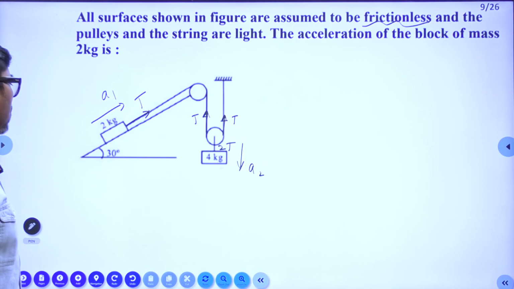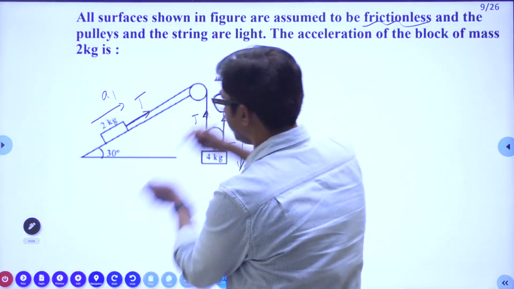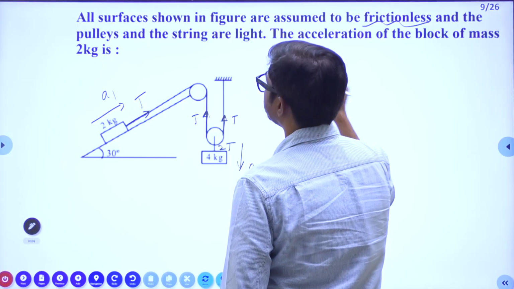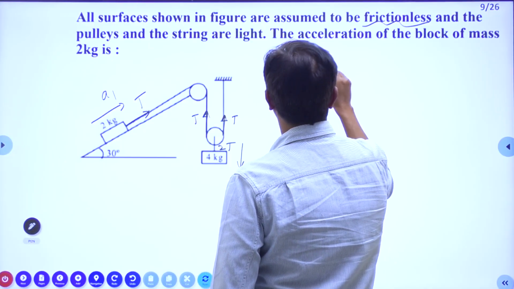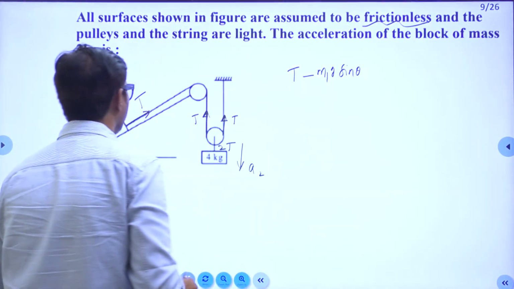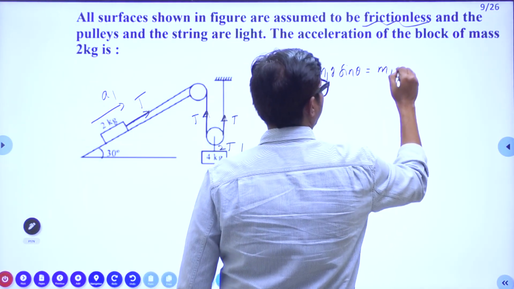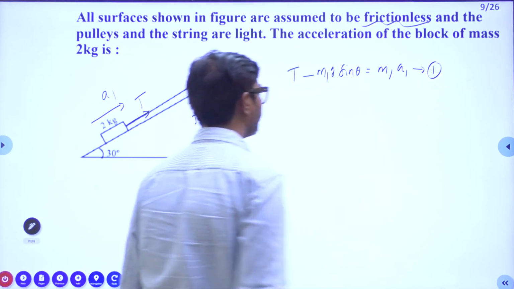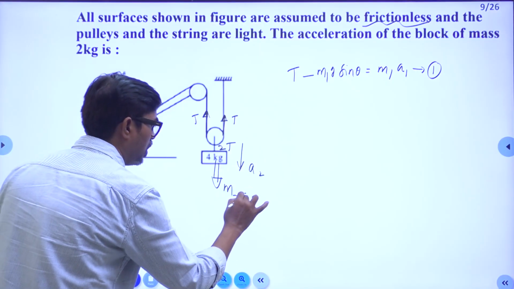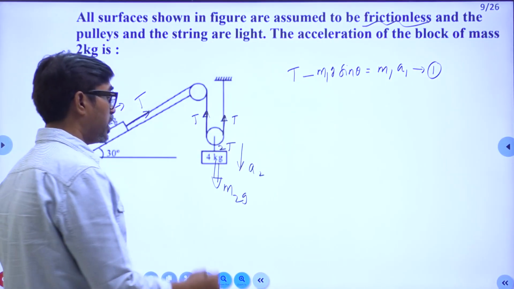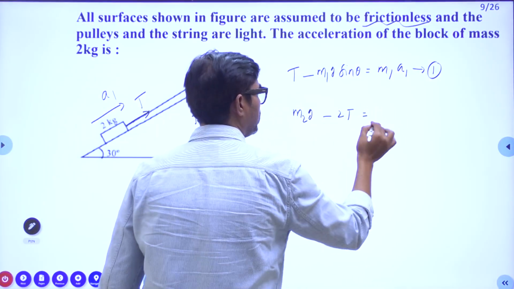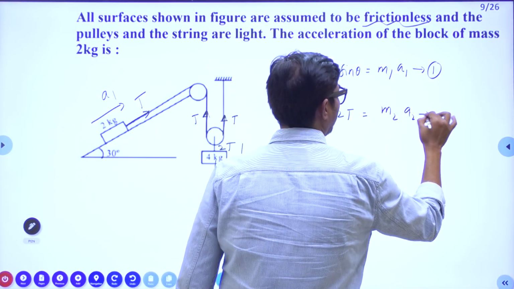So let's write Newton's law for this. Up the incline, you have T in the direction of acceleration. Down the incline, you will have minus m1g sine theta. I'll substitute the values of theta and m1 in the end. And that is equal to m1 into a1. That is equation 1. Now, if you look at this block, you have m2g down and 2T upwards. So if I write the equation, m2g minus 2T equals m2 into a2. That is the second equation.